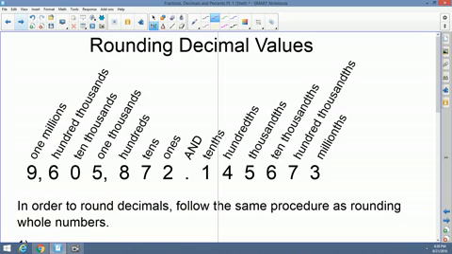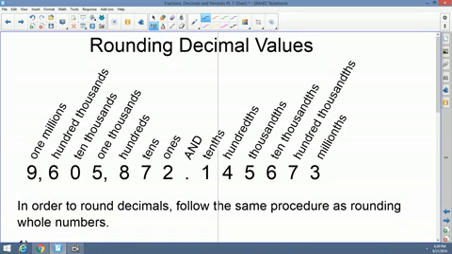Okay, now let's move on to decimals. Let's talk about rounding decimals, okay? In rounding decimals, I'm also going to teach you how to write decimals, so we'll have a little simultaneous lecture here. I have this number, 9,605,872 and 145,673 millionths. So check that out. I had 9,605,872. Okay, got to follow the place value.